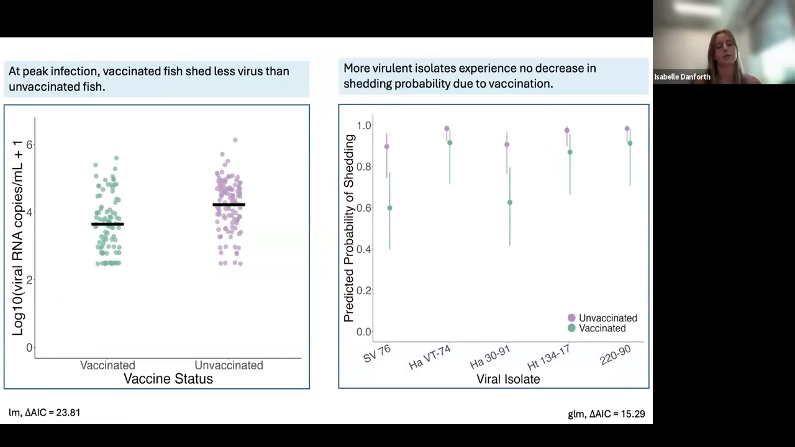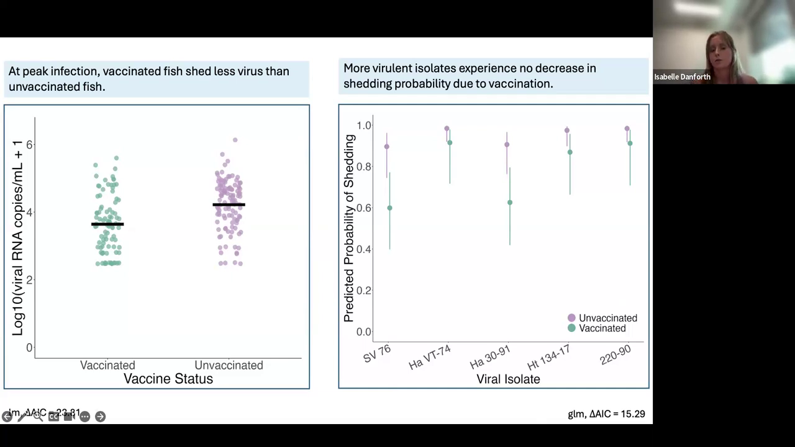So here I'm showing the shedding intensity on the left-hand side of the screen, in the vaccinated and unvaccinated fish, and we saw no effect of virus here. So the intensity of shedding was the same across all viral isolates, but we do see that at peak infection, vaccinated fish shed less virus than unvaccinated fish. If we look at the probability of shedding, in my other figure, we see that there is a little bit more of an interesting story here.